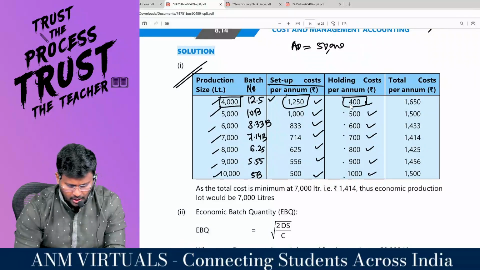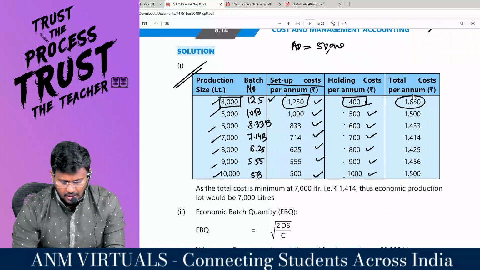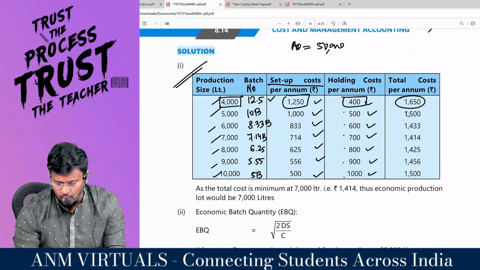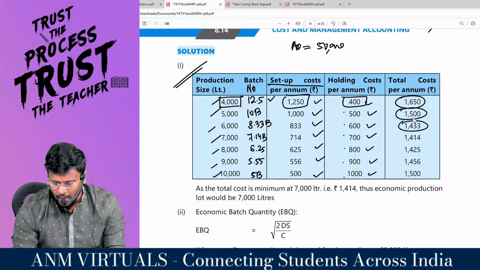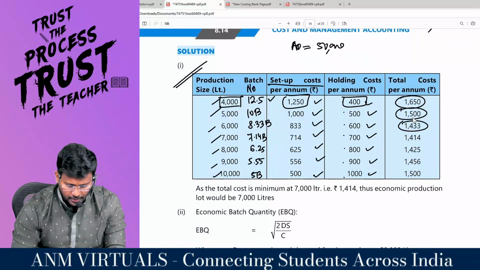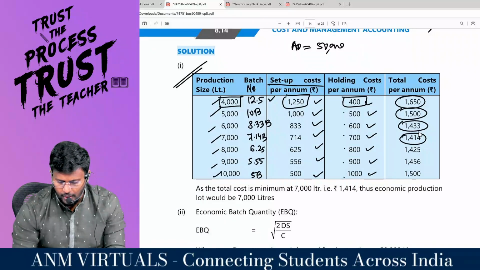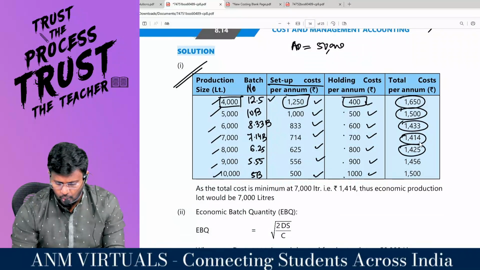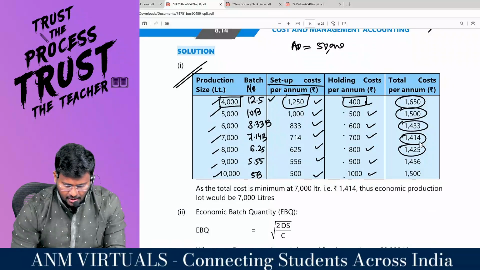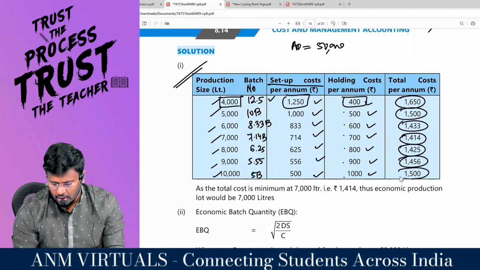1250 plus 400 comes to 1650. 1000 plus 500 comes to 1500. 833 plus 600 comes to 1433. 714 plus 700 comes to 1414. 625 plus 800 comes to 1425. 556 plus 900 comes to 1456. 500 plus 1000 comes to 1500.